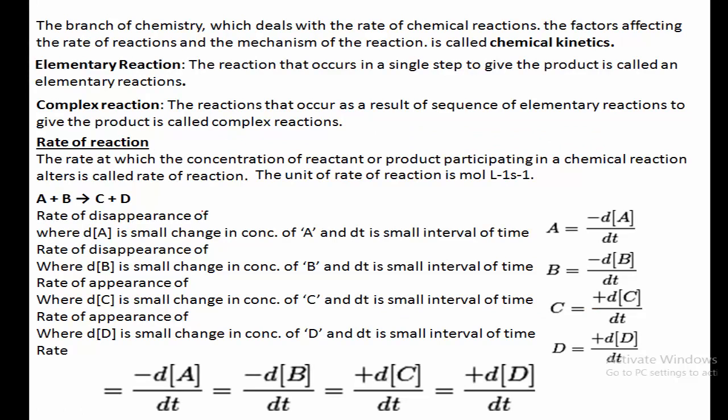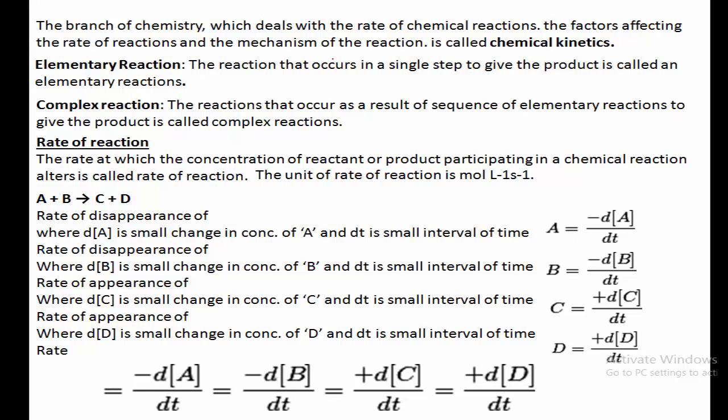Chemical kinetics is the branch of chemistry which deals with the rate of chemical reactions, the factors affecting the rate of reactions, and the mechanism of the reaction. That is known as chemical kinetics. Okay, so how slow the reaction is or how fast the reaction is, and how the reaction will take place, all those things can be learnt or explained in this branch of chemistry.